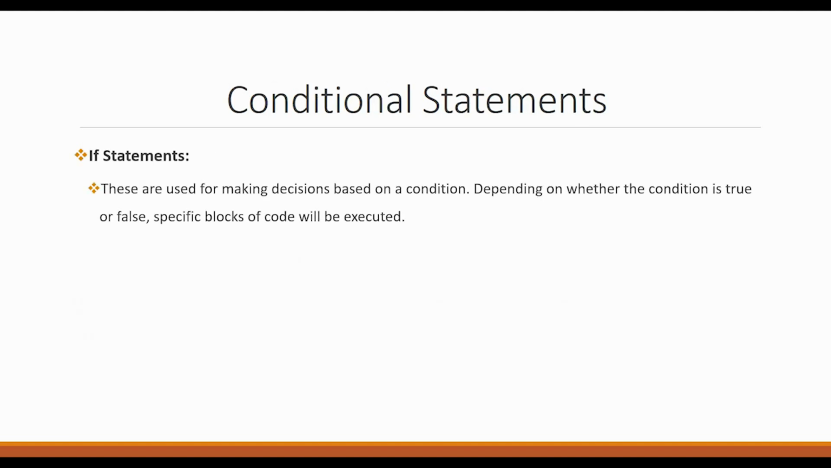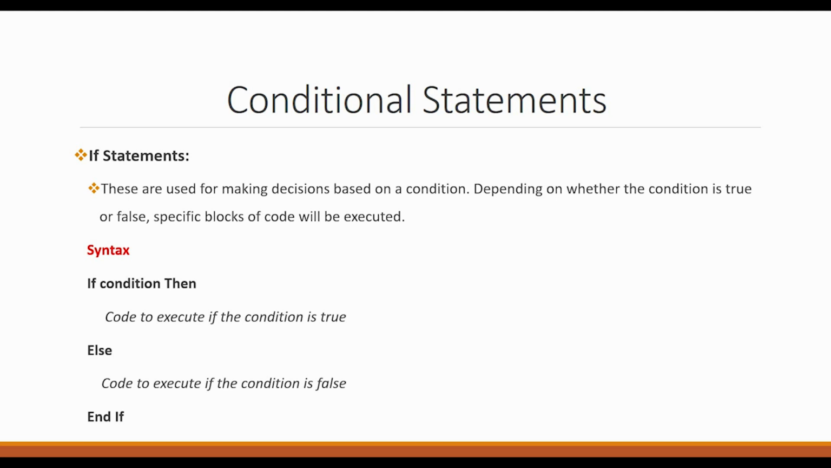We are saying that if statements are used for making decisions based on a condition. Depending on whether the condition is true or false, specific blocks of code will be executed. So the syntax is this. You can see the condition. The condition can be if A is equal to B, or if A is equal to 1, or if A is something. That's the condition.